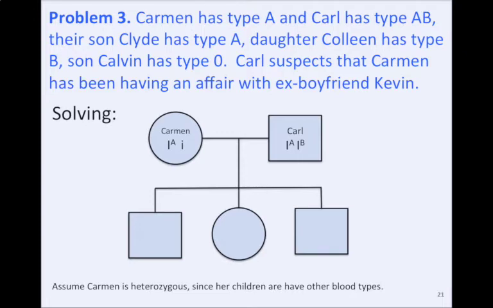So you will need to figure out the genotype of each parent. Since Carmen has type A, again, we're going to consider her to be heterozygous. And for Carl, since he is type AB, he can only be IA and IB.